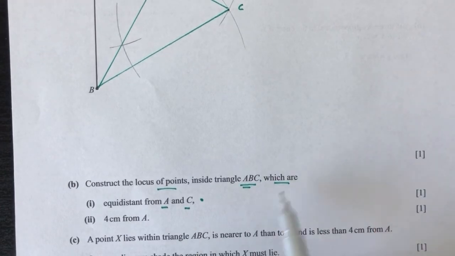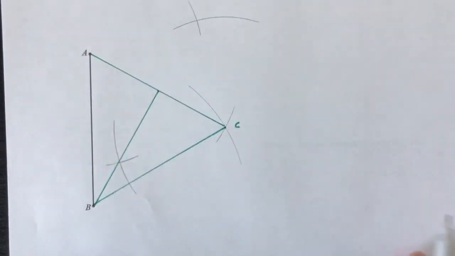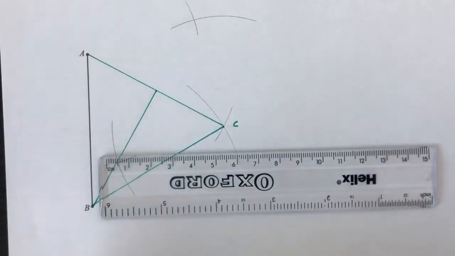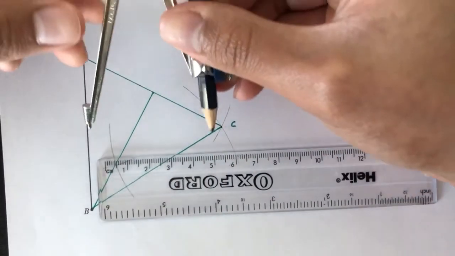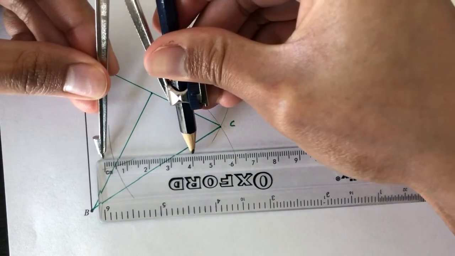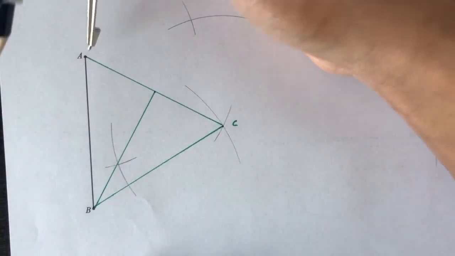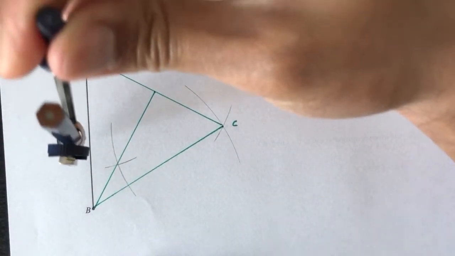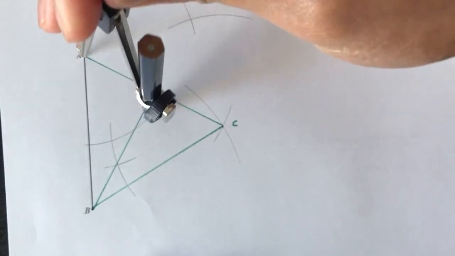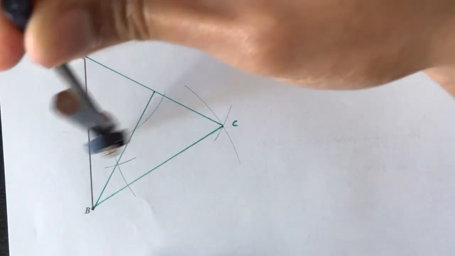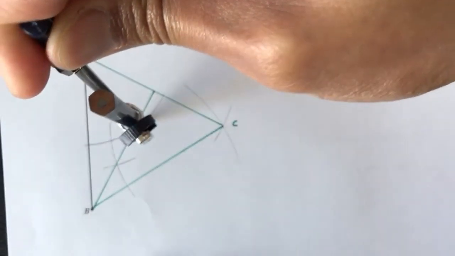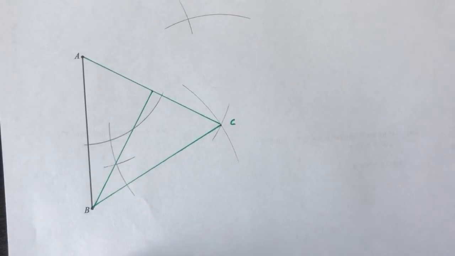Now we have to draw the locus of points which are 4 centimeters from A. So you have to use your ruler to measure 4 centimeters. It needs to be from A, so it will be this much. And you have to go to point A to draw an arc inside the triangle. Make sure that it is inside and doesn't go outside, okay? So this is your answer here for part 2.